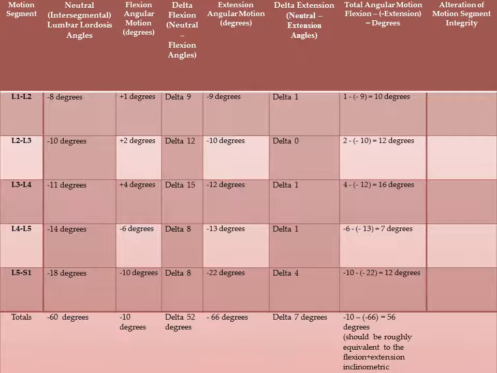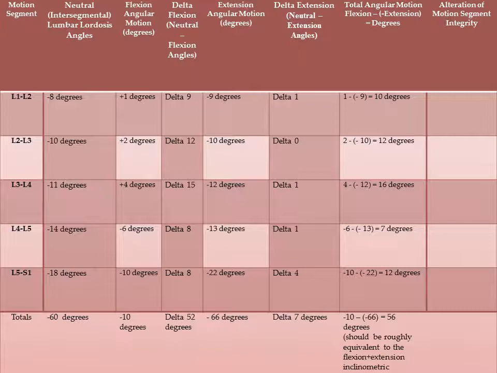So I've performed those calculations all the way from L1 to S1, and we see that at L1, L2 the total angular motion is 10 degrees. At L2, L3 the total angular motion is 12 degrees. At L3, L4 the total angular motion is 16 degrees. L4, L5 is 7 degrees, and at L5, S1 is 18 degrees.